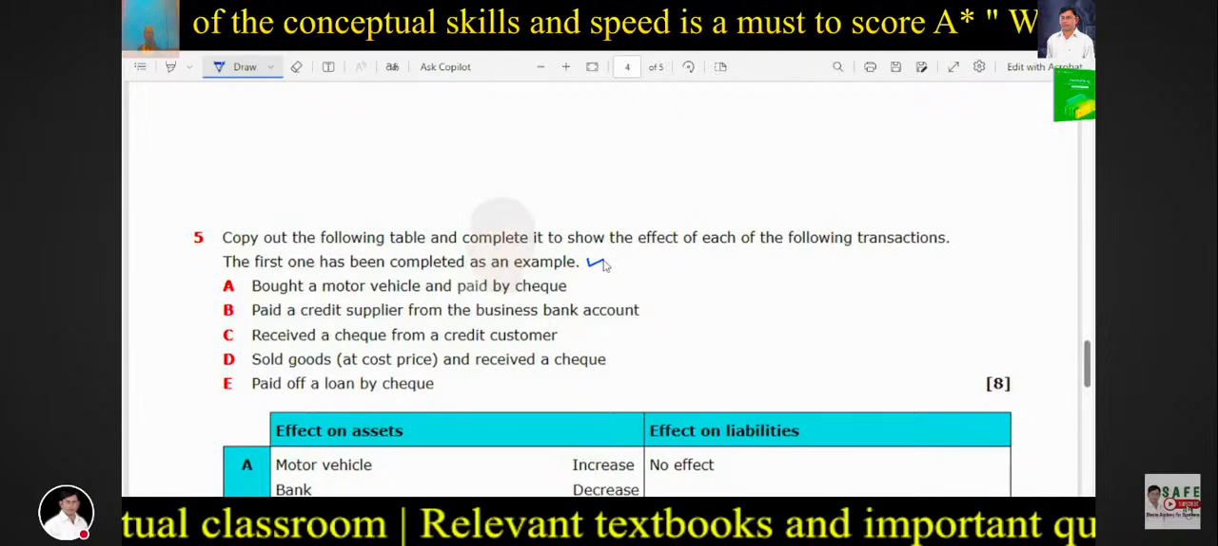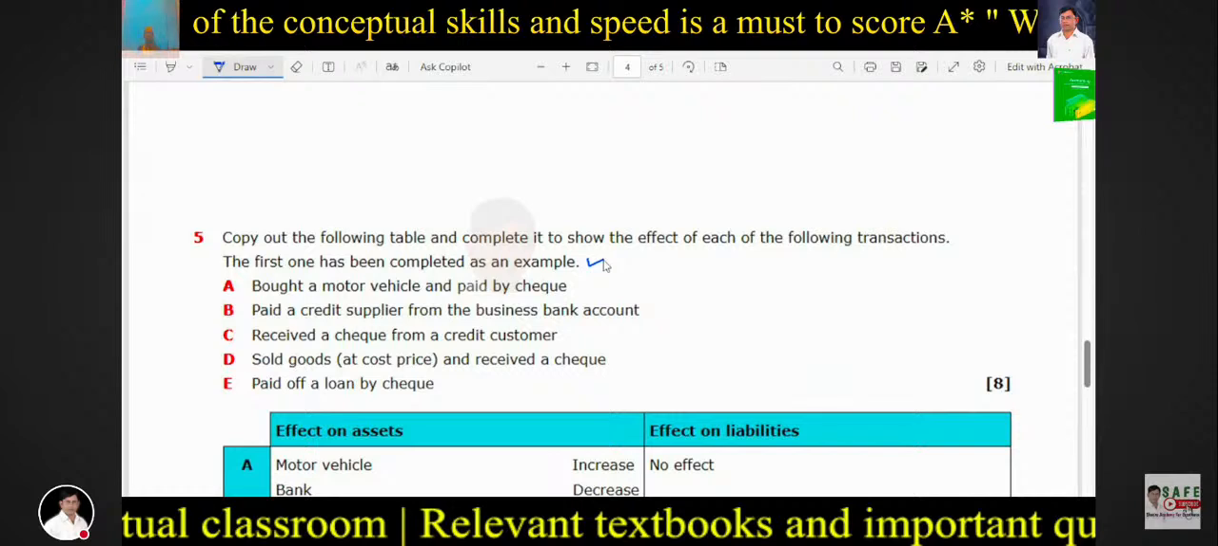So bought a motor vehicle and paid by check. So what is happening? You have to write effect on assets and effect on liabilities. Okay, so bought a motor vehicle and paid by check. What is happening? Motor vehicle is coming in, so motor vehicle is increasing, and the bank balance is decreasing because money is going out.